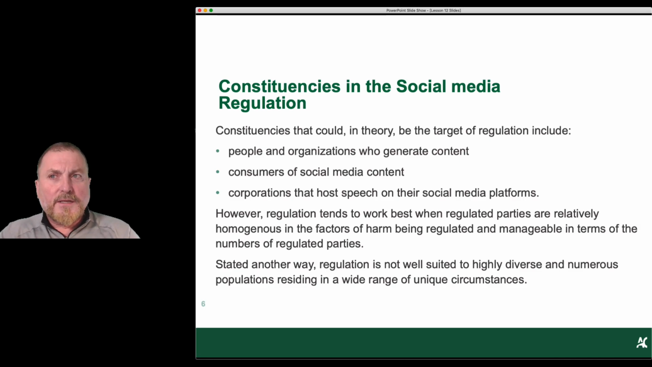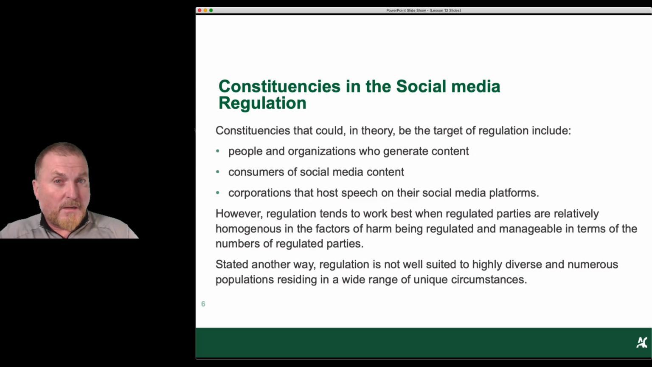And then constituencies that could, in theory, be the target of regulation include people and organizations who generate the content, right? That's one set of actors out there right now. I'm only talking about the set of actors that are out there. The people and organizations who put the content on social media. Could they be the subject of some control?